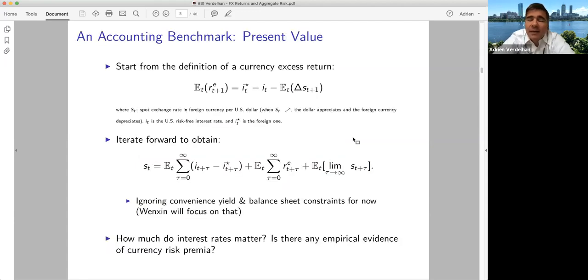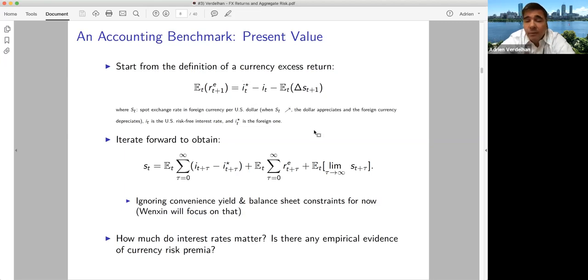So I'll do the same thing as Hanno did. I'll start from this accounting benchmark, the present value equation, going back to Campbell-Shiller if you want. The only thing you have to do is to define what is a currency excess return. So just to introduce my notation, look at what I have on the screen. I'm thinking about a US investor borrowing at a risk-free rate i_t. This US investor, he or she is going to lend at the foreign risk-free rate i*.